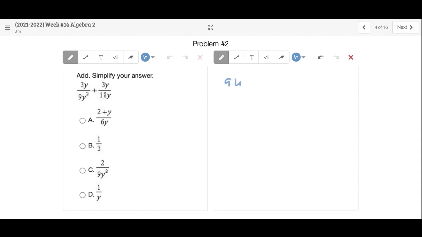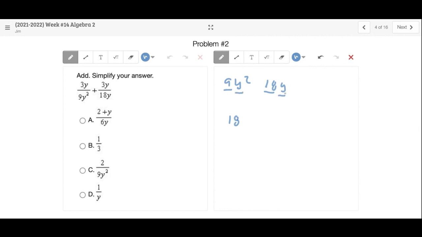Between 9y squared and 18y, what is the common denominator? And this is where I will tell you, most students will get it wrong because they can't come up with the common denominator. The common denominator is 18y squared. Why is that the lowest common denominator? Well, first you have to look at your numbers. I have 9 and 18. What is the lowest common denominator between 9 and 18? Well, it's 18, isn't it? Because 18 is the largest number, so is there anything I can multiply 9 by to get 18? Yes, 2. So 18 is the lowest common denominator between 9 and 18.